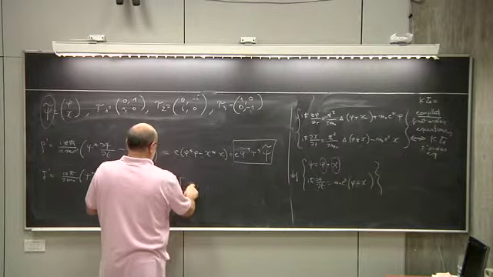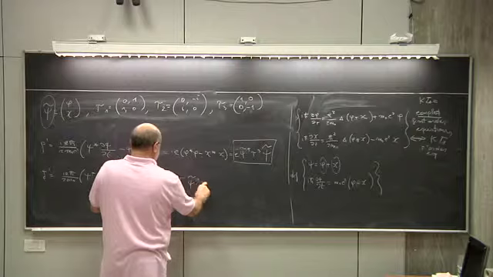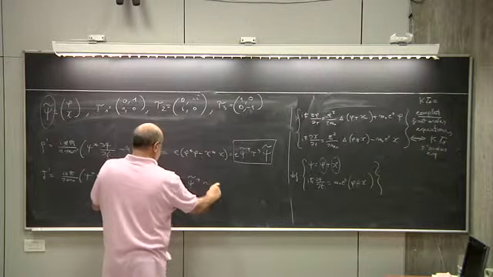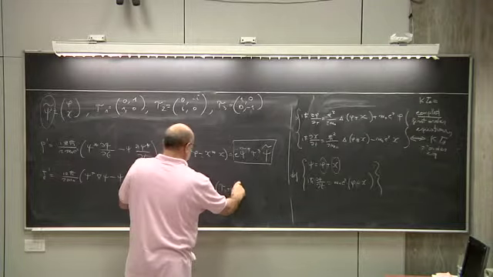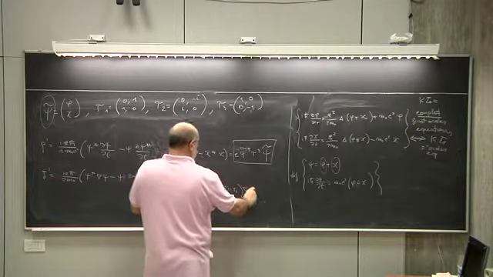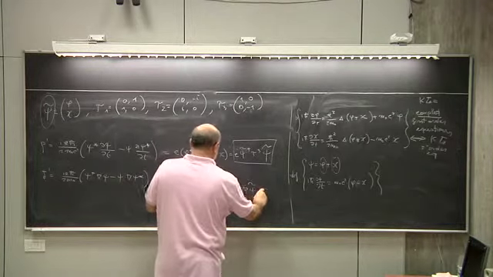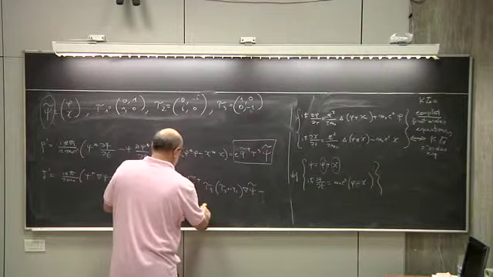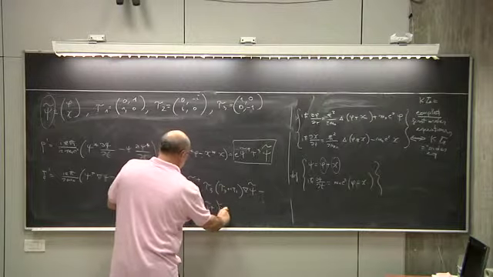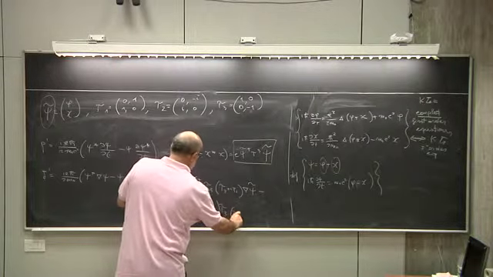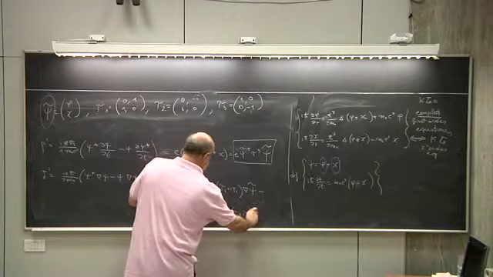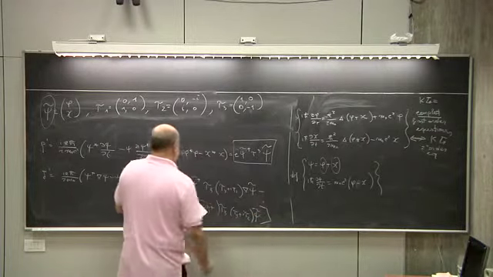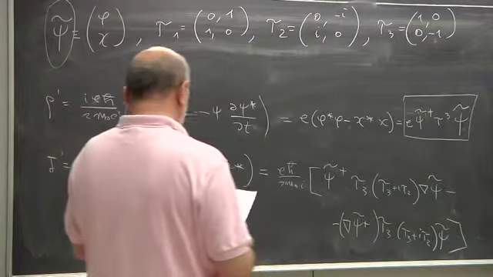i psi tilde dagger, tau 3 times tau 3 plus i tau 2, gradient of psi tilde, minus gradient of psi tilde tau 3, plus i tau 2 psi tilde. Okay, it's a little bit more complicated.